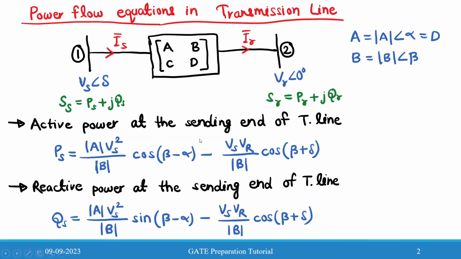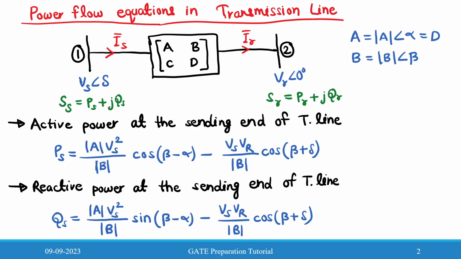This is the expression we will get after some calculation. There is no need to remember this expression. It is a little bit complex, and even in the GATE exam it is not important for our exam. This is the generalized expression for both active and reactive power at the sending end of the transmission line.